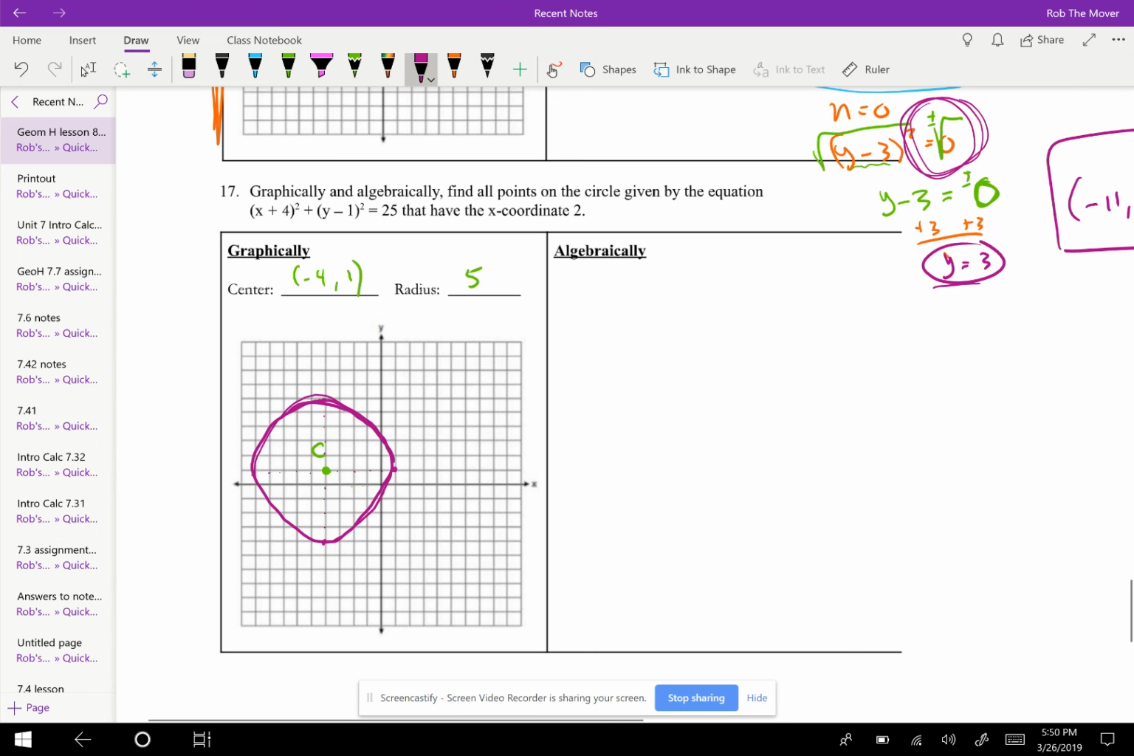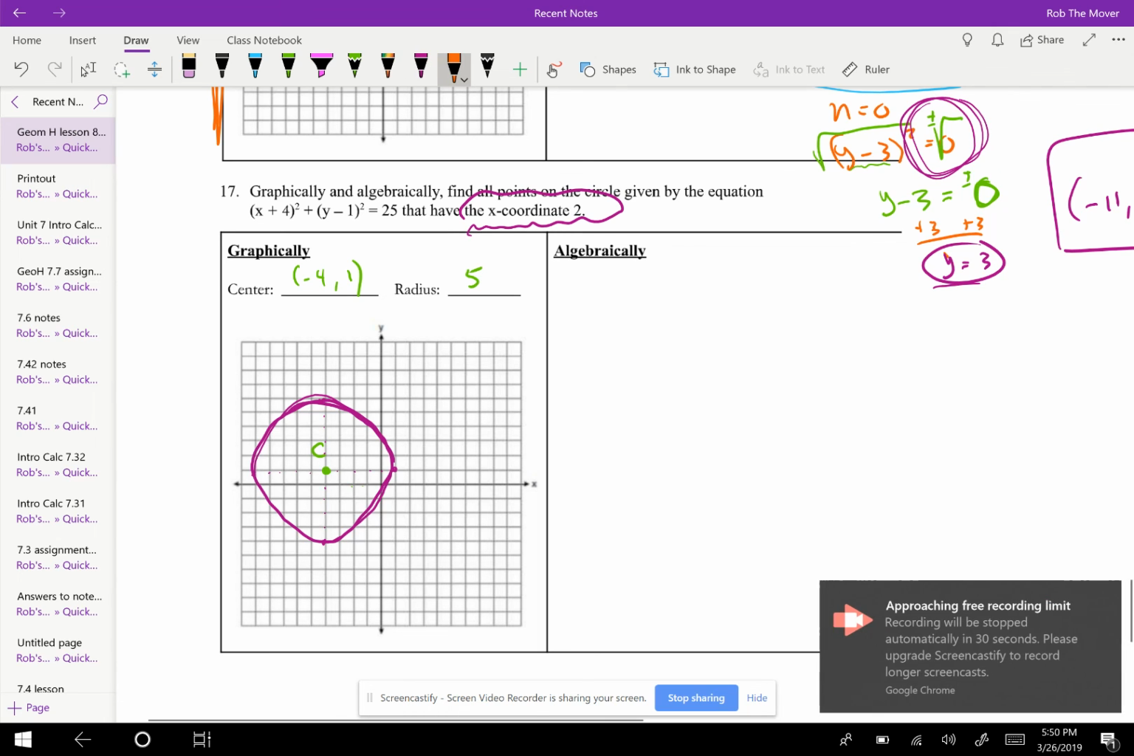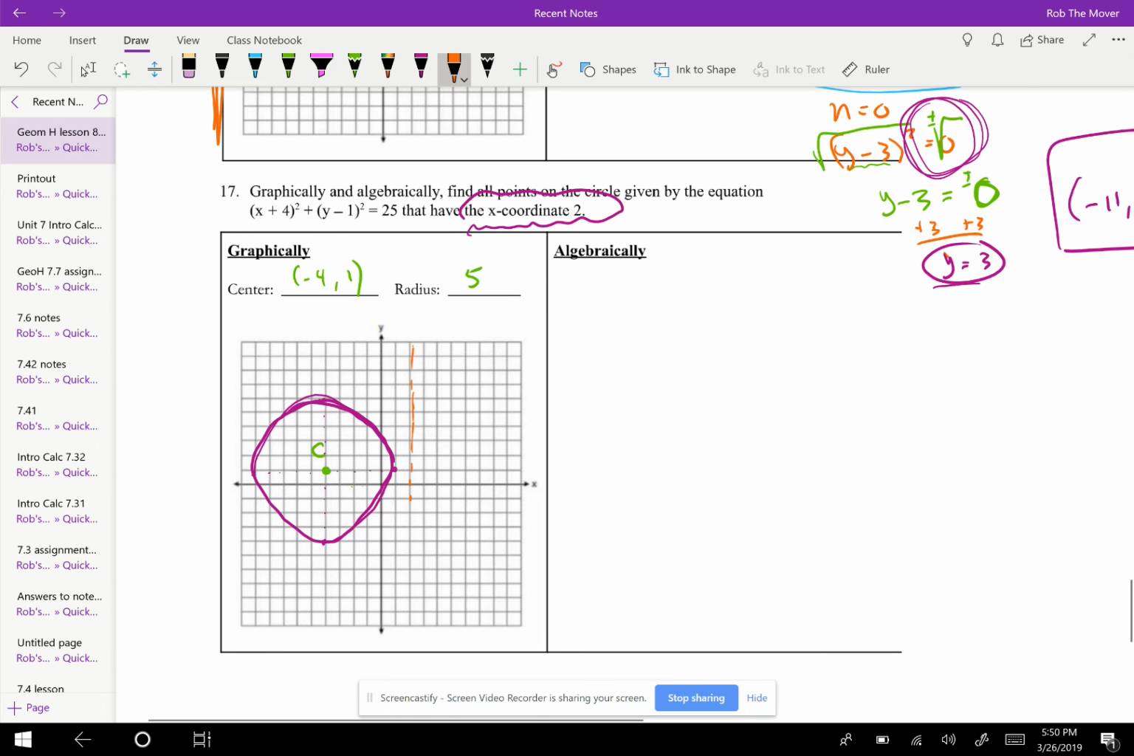Now I want to know where on this circle I will have an x coordinate of 2. We're going to continue this on another video, but look, at x equals 2, my line x equals 2, this line represents all the points where x equals 2. There's no value on this circle where x equals 2. There is no solution. We're going to continue the algebraic portion on the next video.